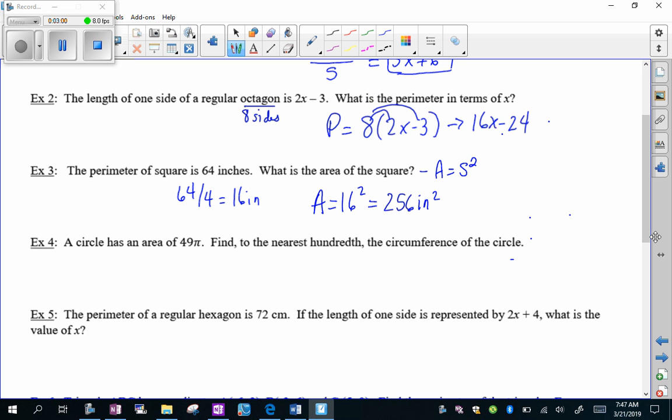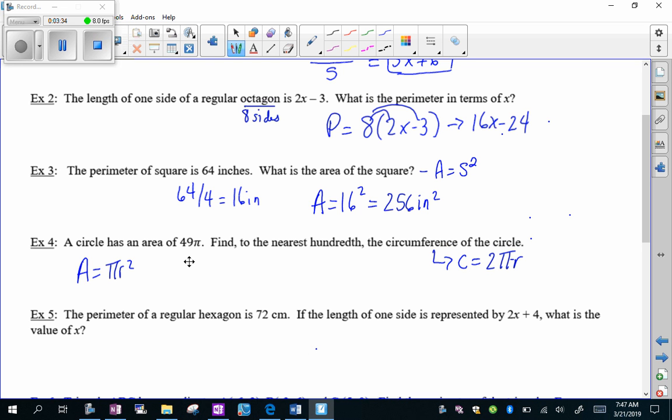Example 4. A circle has an area of 49 pi. Find to the nearest hundredth the circumference of the circle. So just remembering our formulas, area equals pi r squared, and circumference equals 2 pi r. So what do I need here? I need to find the radius, okay, from the given information.